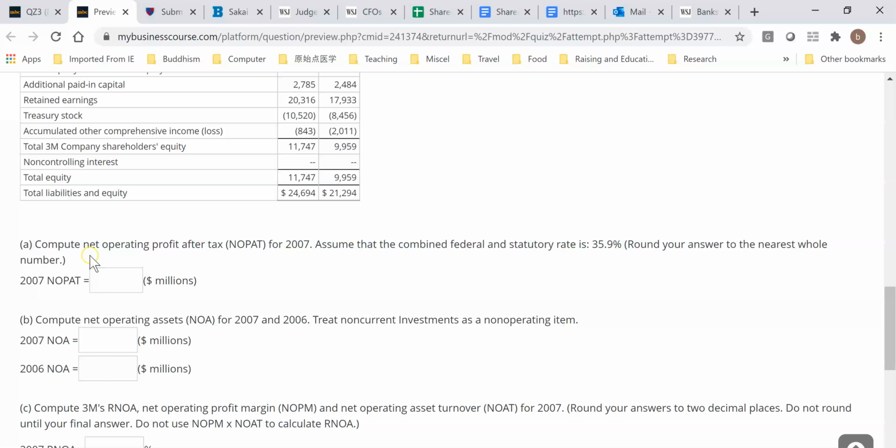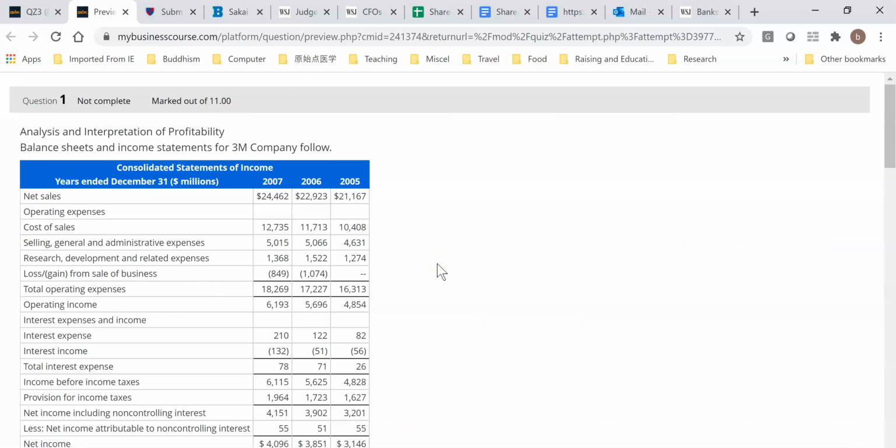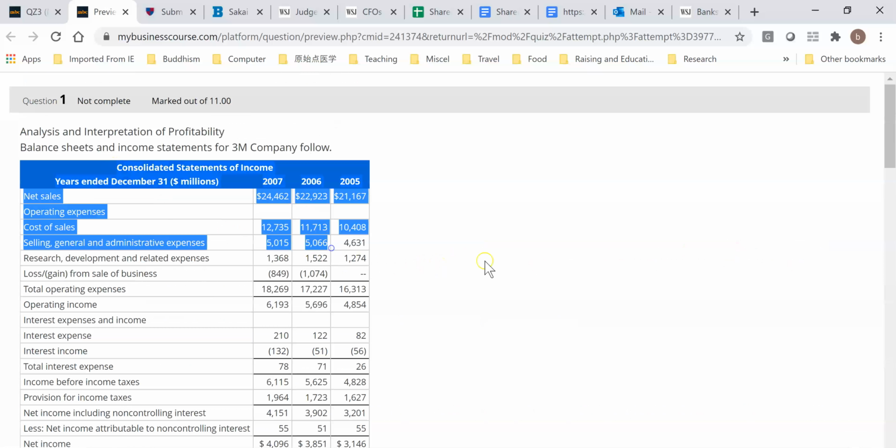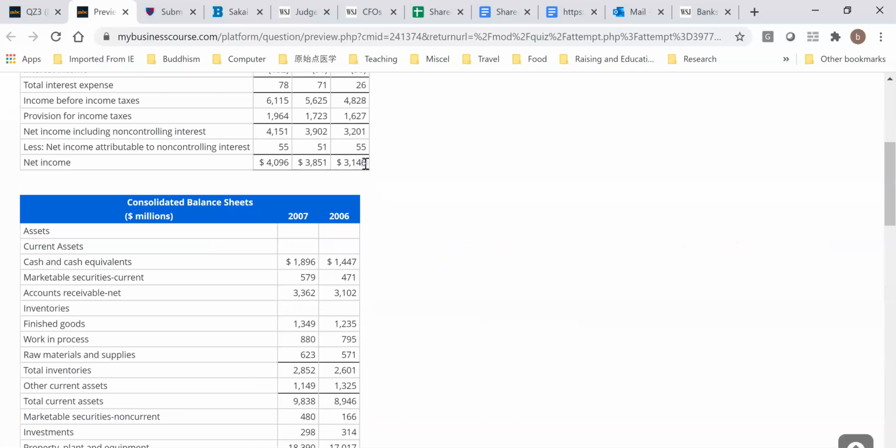And part A is: compute net operating profit after tax for this year. Assume that the combined federal and state statutory rate is given, and round the answer to the nearest whole number. So to get this, we start by copying all the financial statements into Excel.